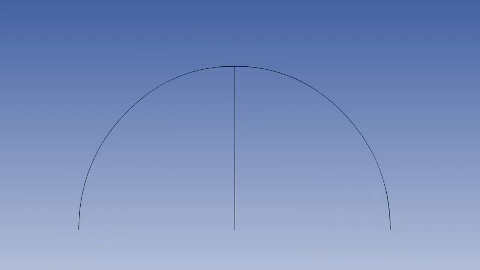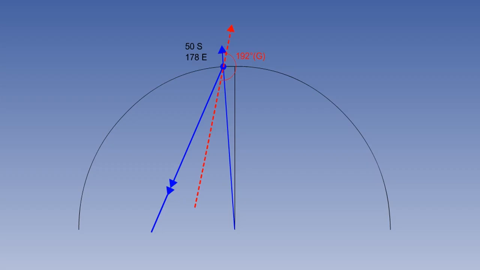Here's the diagram solution. Again, you'll probably find applying the rules easier. Plot the aircraft position at 50 south, 178 east. This gives us true north. Draw a true track of 211. The grid track is 192, so we can plot grid north. And you can either parallel the dotted line to get the datum, or use the fact that there are 23 degrees of longitude between the aircraft and the datum.